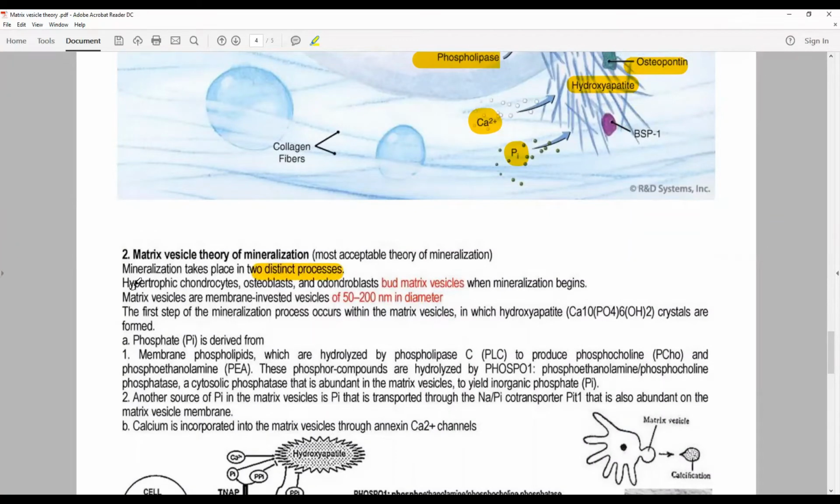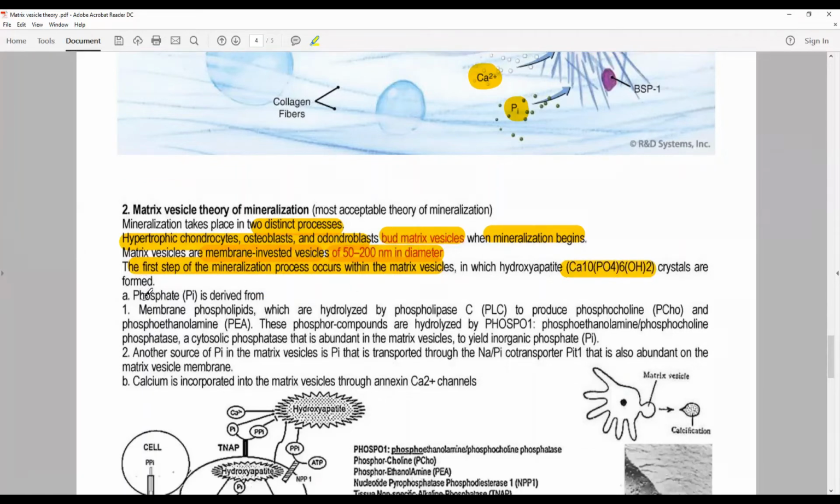In the first phase, the hypertrophic chondrocyte, osteoblast or odontoblast buds matrix vesicles where mineralization begins. They are membrane bound vesicles of about 50 to 200 nanometer diameter. The initial step of mineralization occurs within the matrix vesicles, in which Ca10(PO4)6(OH)2·10H2O crystals are formed.